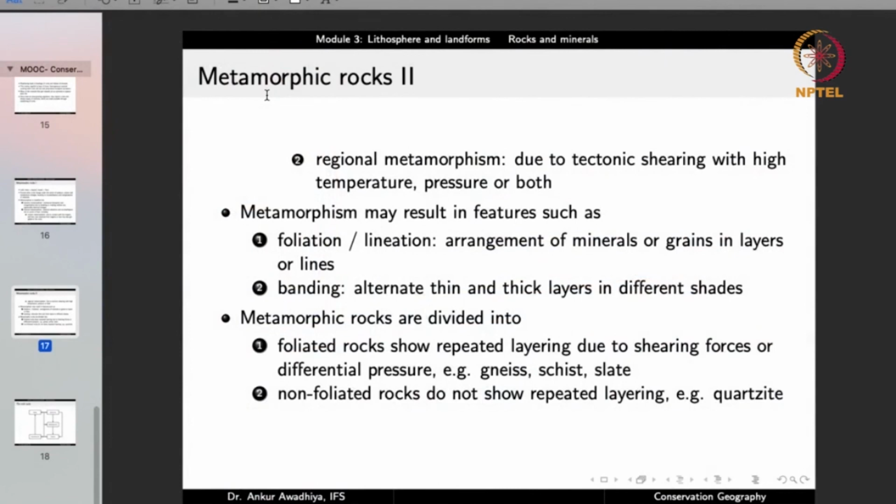Metamorphic rocks are divided into foliated rocks that show these layering arrangements due to shearing forces or differential pressure, and non-foliated rocks that do not show these layers. Foliated rocks include gneiss, schist, and slate, and non-foliated rocks include things like quartzite. So in this way, metamorphic rocks can be formed through the action of pressure, volume, and temperature changes on existing rocks. And these existing rocks may be igneous rocks or sedimentary rocks or metamorphic rocks.